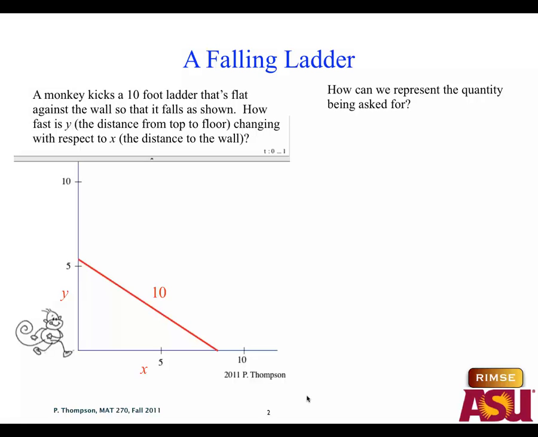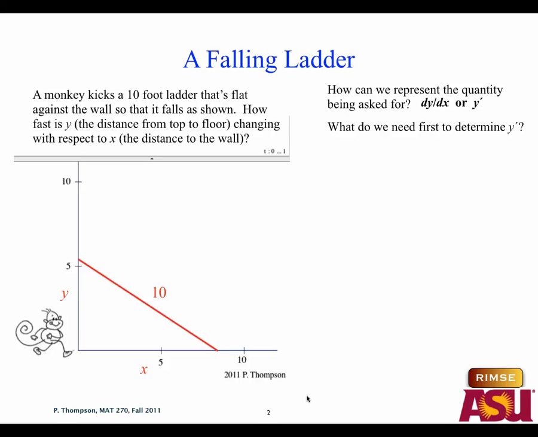So when it asks how fast is y changing with respect to x, how can we represent that quantity? What's the question that's being asked for in this problem? How can we represent that symbolically? How fast y is changing with respect to x changing. Okay, someone said dy dx, y prime. These are both ways that we could talk about the rate of change of y with respect to x. That's what's being asked for here.